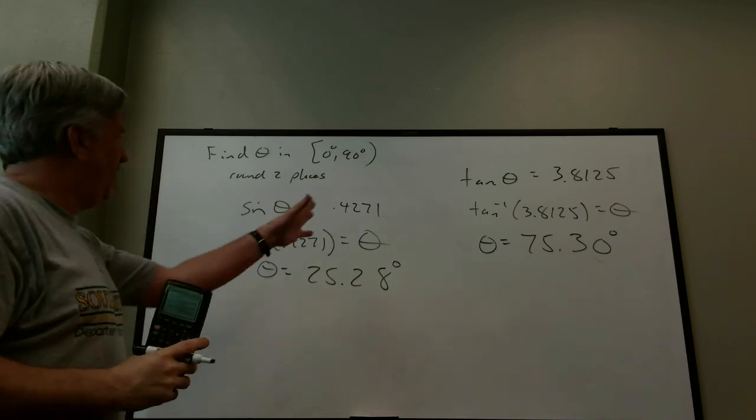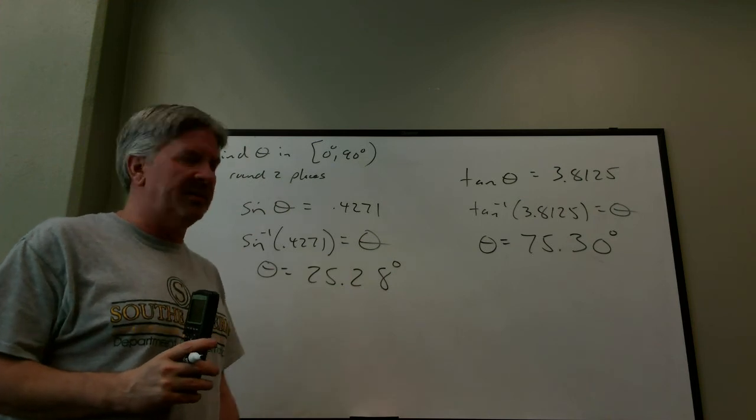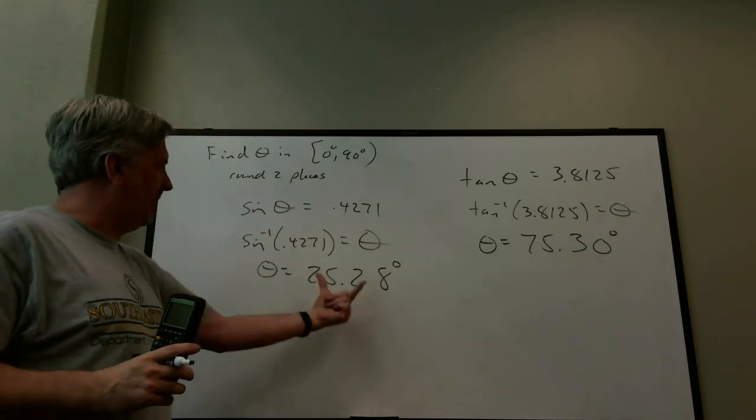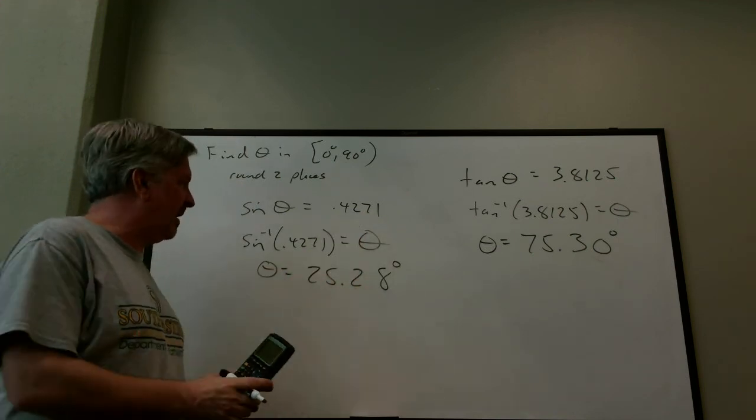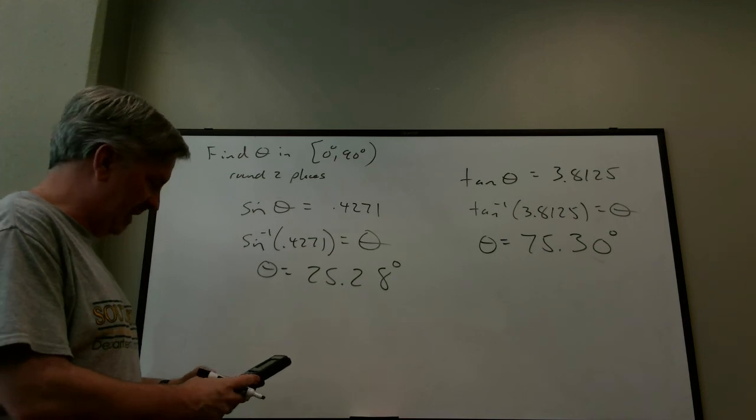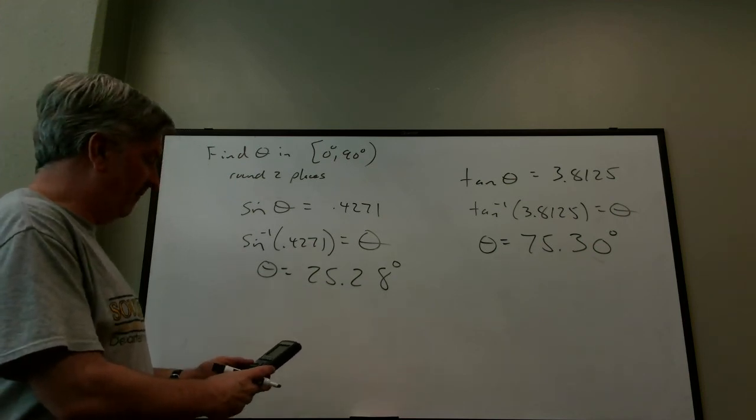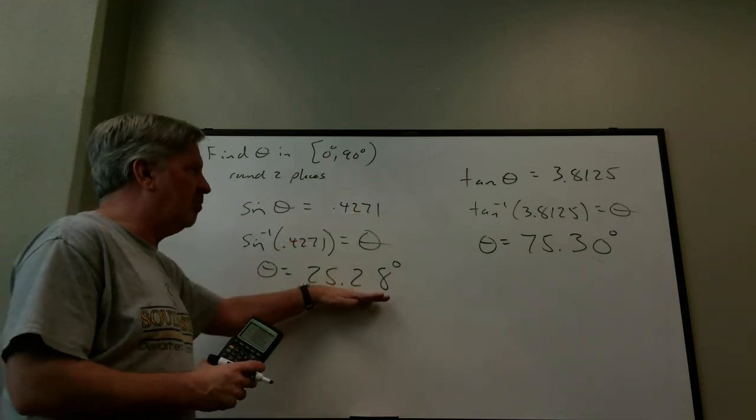Now on both of these problems, what's a way to check your answer without doing the same thing you did again? Well, remember, sine of theta has to be 0.4271. Take sine of that and see that you get that. Now, we're going to be off a little bit because of the rounding, but if I go back and do sine of 25.28, I get 0.4270, so it's close. So we're probably good.